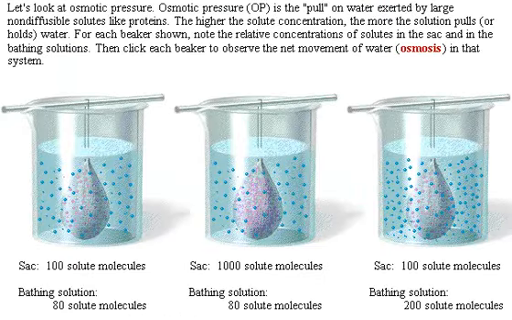Now let's look at osmotic pressure. Osmotic pressure is the pull on water exerted by large non-diffusible solutes like proteins. The higher the solute concentration, the more the solution pulls or holds water. For each beaker shown, note the relative concentrations of solutes in the sac and in the bathing solutions. Then click on each beaker to observe the net movement of water in that system. The movement of a solvent, such as water, through a membrane from a dilute solution to a more concentrated solution is called osmosis.